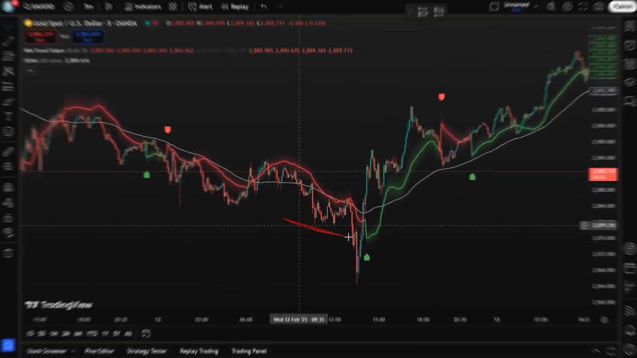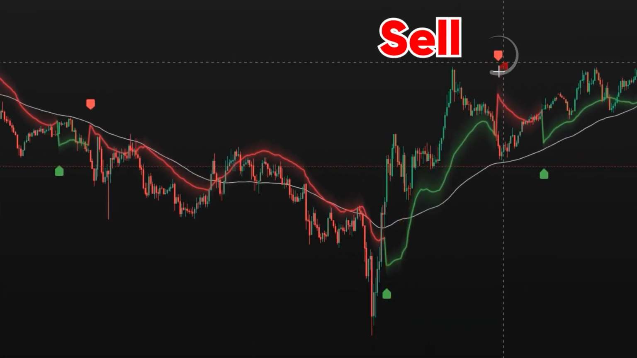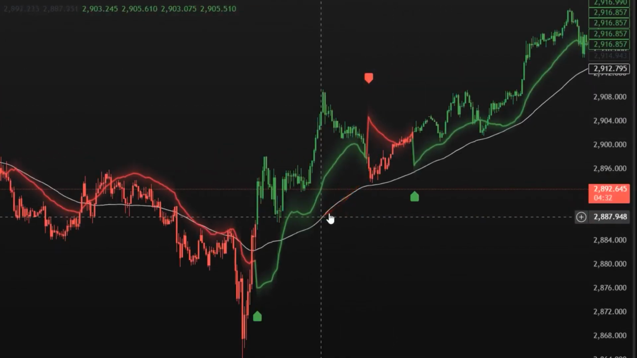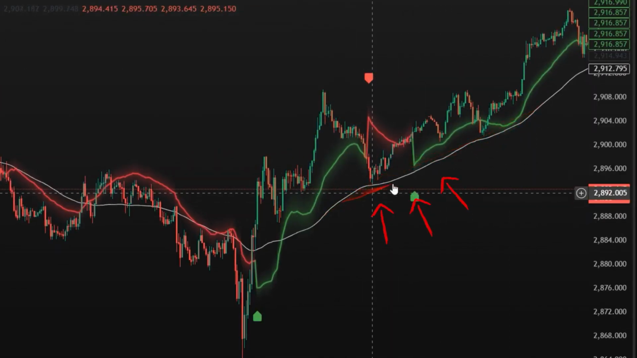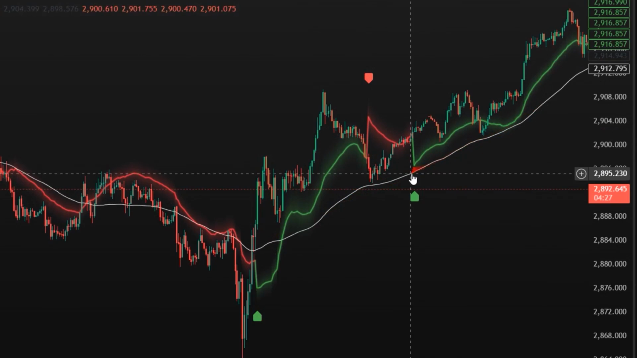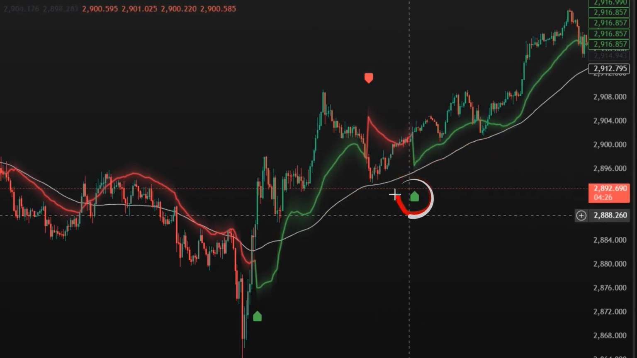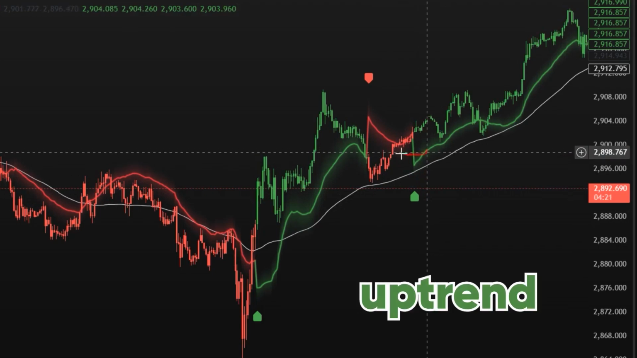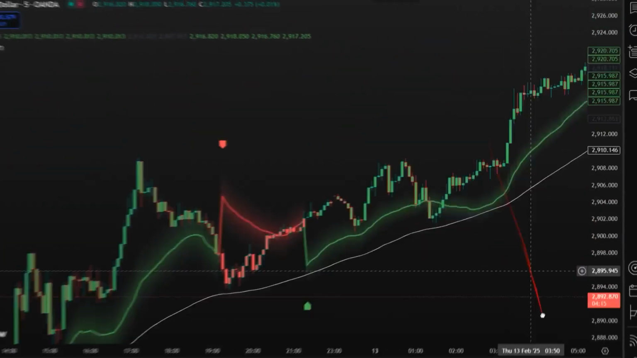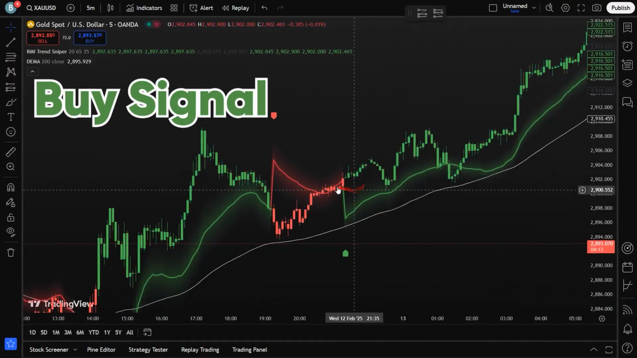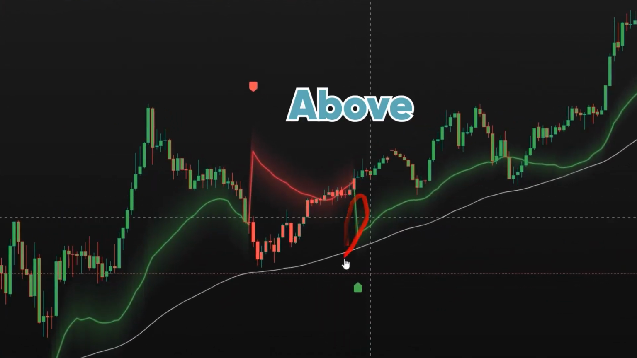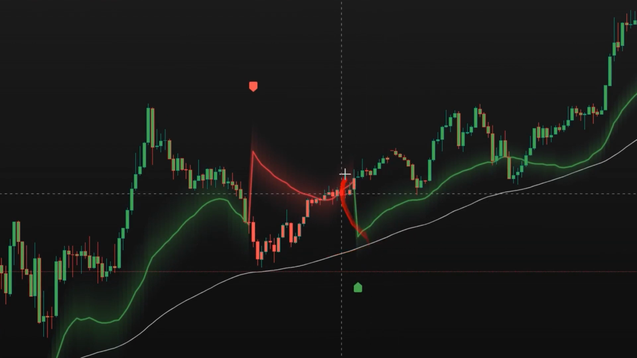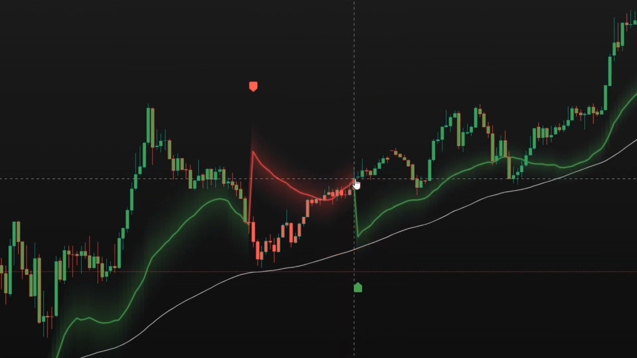On the chart, you can see buy and sell signals, and with the EMA indicator, you can also identify trends. After seeing a buy signal, the first thing to do is to confirm that it's formed in an uptrend, meaning the buy signal is formed where the price is above the moving average. If you see these conditions, enter the trade.